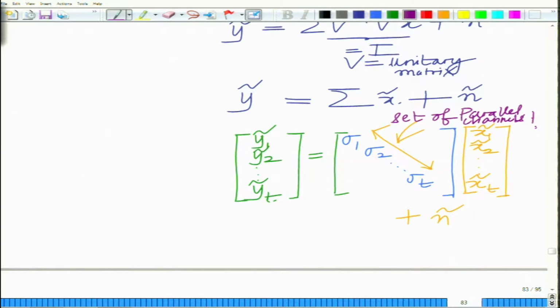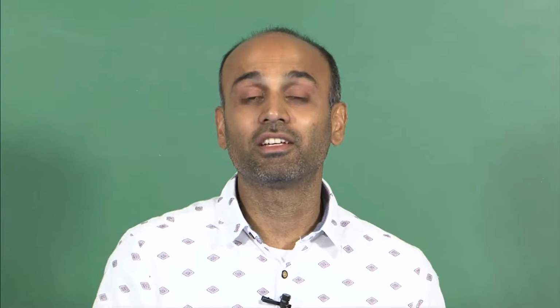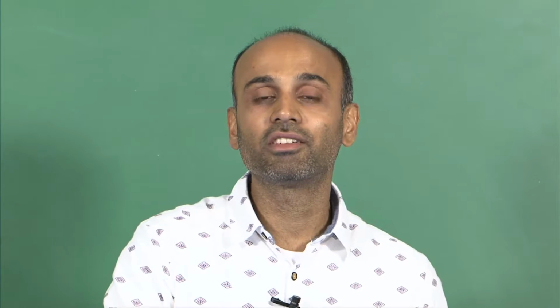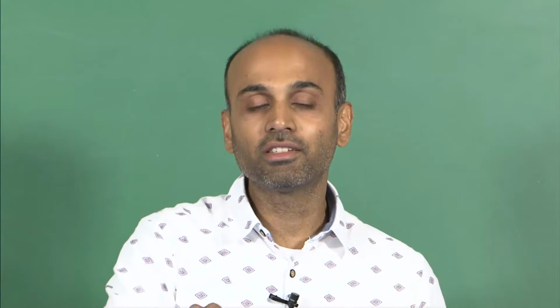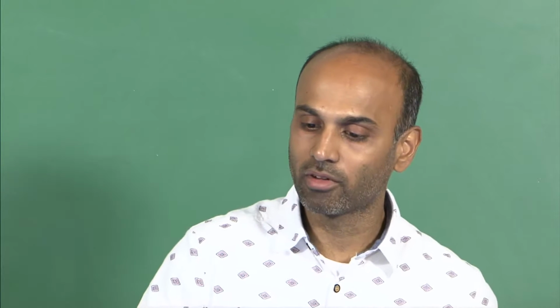So, singular value decomposition is what gives us our set of parallel channels. In fact, you will observe something interesting. The gain of the first channel is sigma 1 square, that is alpha 1. The gain of the second channel is sigma 2 square, alpha 2. The gain of the last channel is sigma t square, alpha t. Since the sigmas are arranged in decreasing order, this implies that channel 1 is stronger than channel 2, which is stronger than channel 3, and so on, similar to the paradigm we have seen in the original optimal power allocation framework.